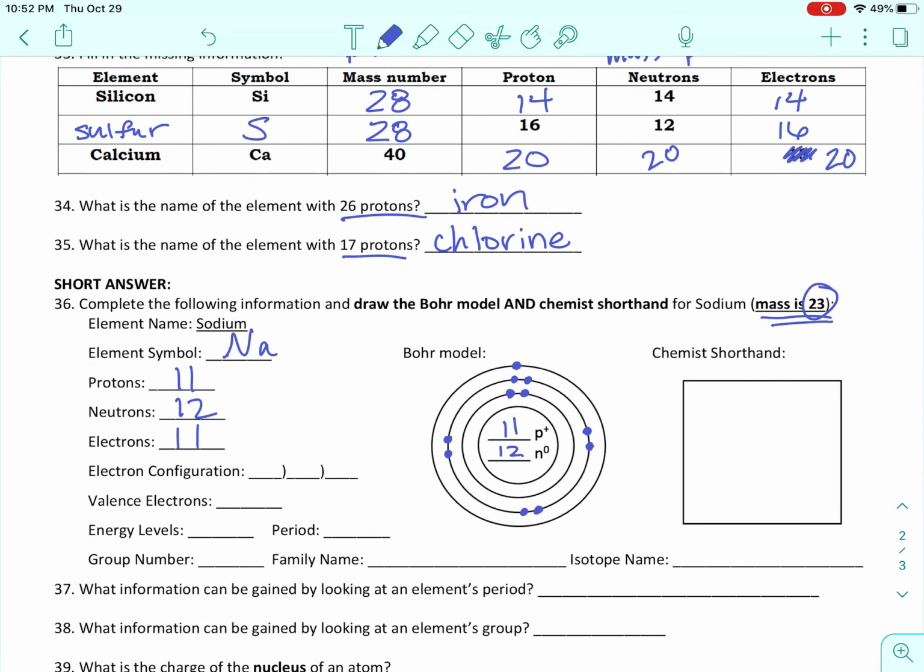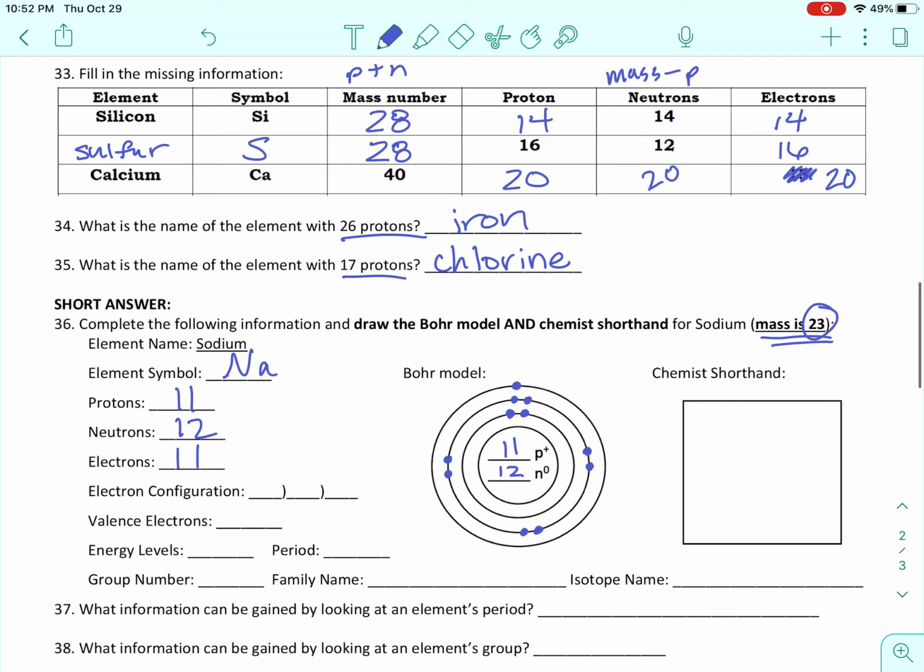Remember, in that third energy level, we can draw up to 8 electrons. But we only need to draw 1 there. The configuration, that's going to be how many electrons are actually in each ring. So we've got 2, 8, and 1. The shorthand, remember, that's the symbol, and then the mass number over the atomic number.